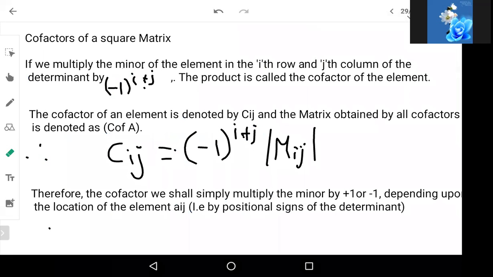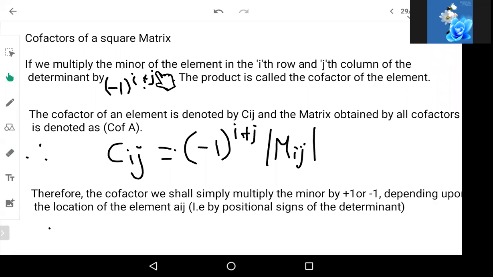Now let us go to the next concept. These are small concepts which will be useful when we find the inverse. We'll have to find something called the inverse of a square matrix. That will be the next concept after cofactors. Now the next concept is the cofactor of a square matrix. So we'll also have to find the cofactor.